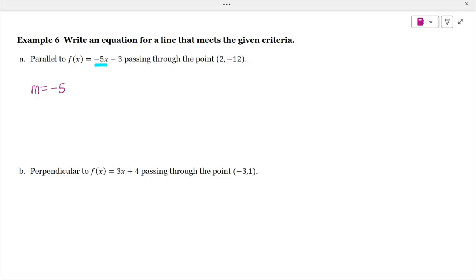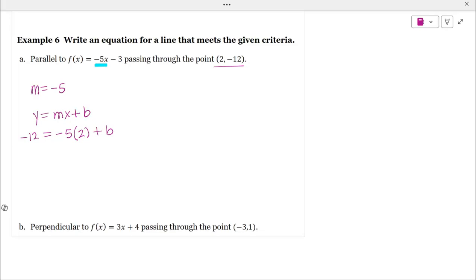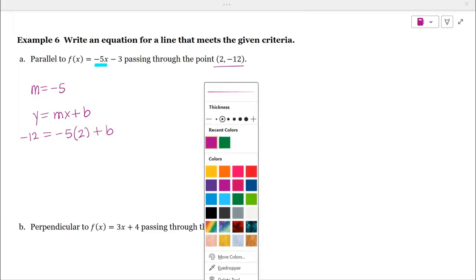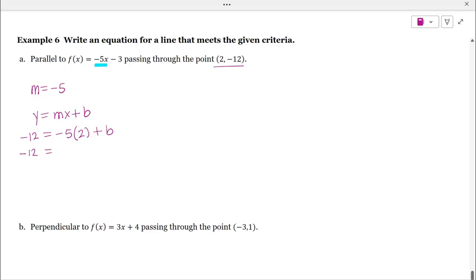We want that new line to pass through this point, so we will use this equation to plug in the x and the y values that we have. Negative 12 equals, our slope is going to be negative 5. Our x value is 2. And we're using these components to figure out what b is equal to, what the y-intercept is going to be. So negative 12 equals negative 10 plus b. If we add 10 to both sides, we get that b is equal to negative 2.